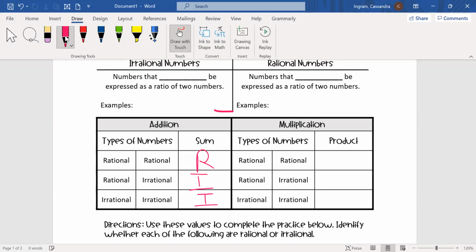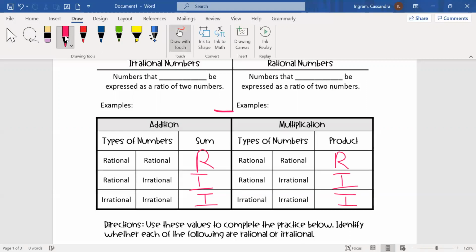Now, multiplying, on the other hand: when you're multiplying two rational numbers, your product is going to be rational. Same thing when it comes to multiplying rational and irrational, your answer is going to be irrational. And then also irrational times irrational is irrational.